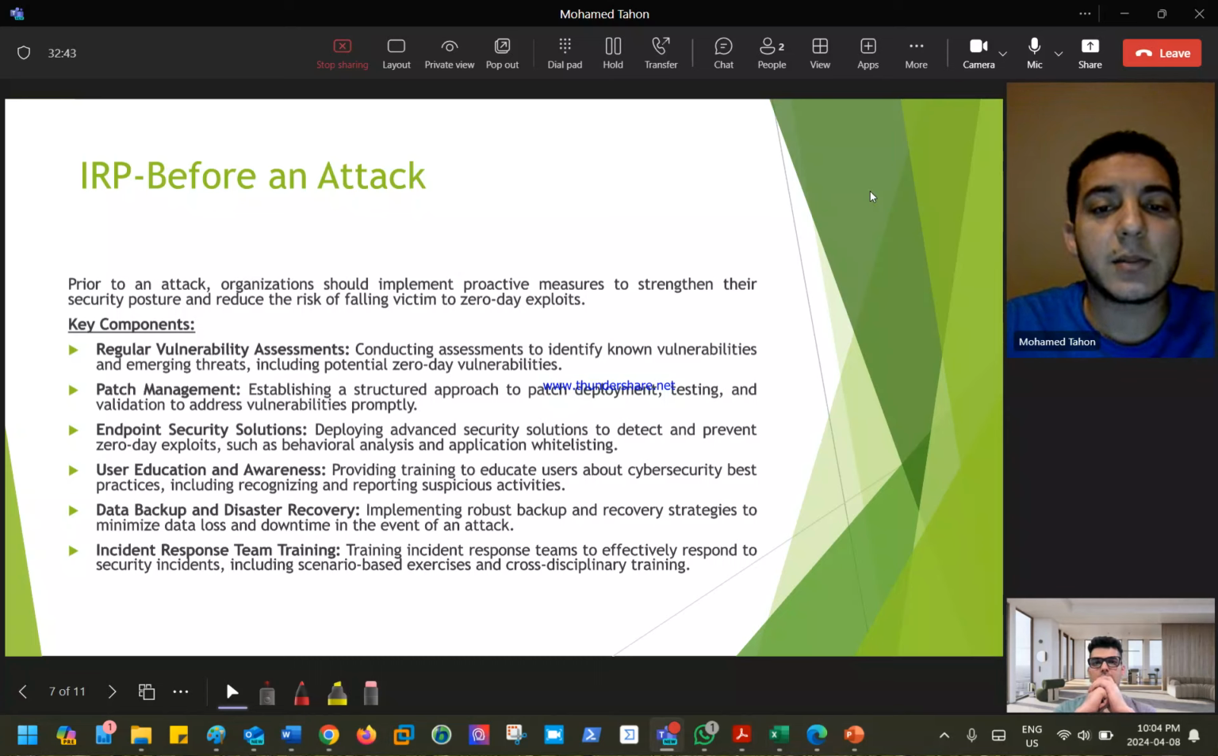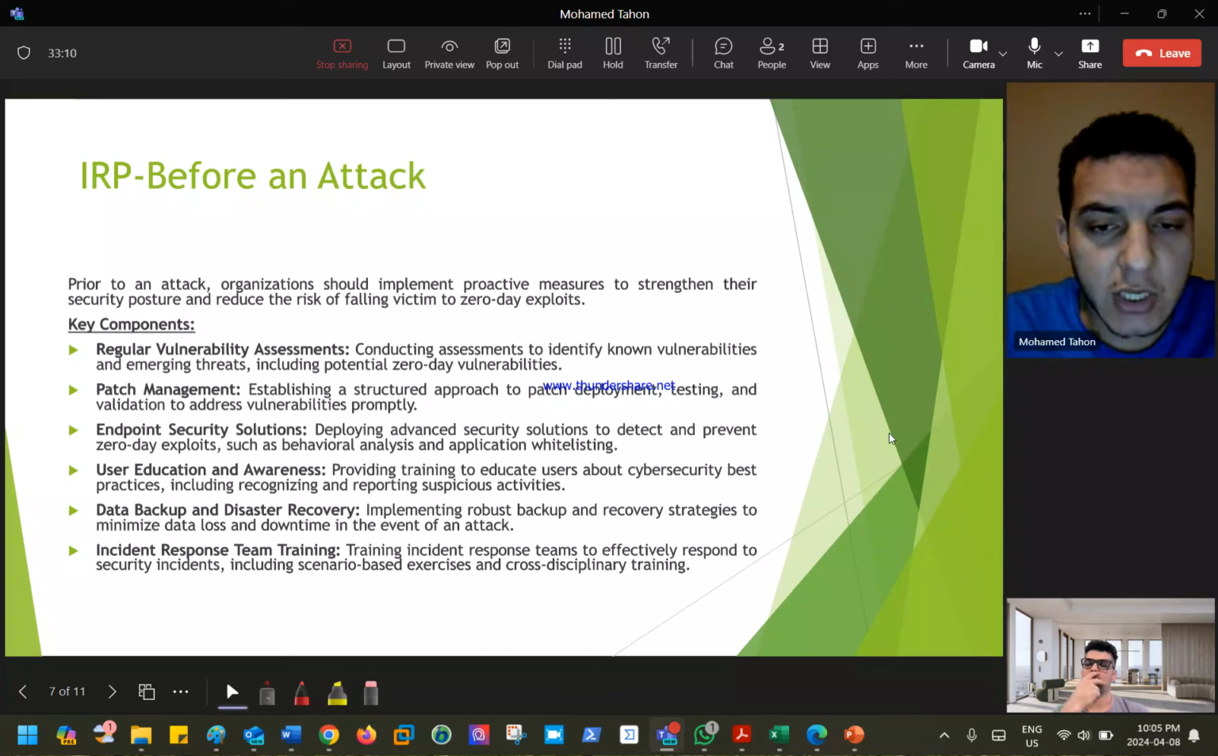Now, regular vulnerability assessments. Conducting frequent vulnerability assessments is key. These assessments help to identify both known vulnerabilities and emerging threats, including potential zero-day vulnerabilities. By staying vigilant and proactive, organizations can address security weaknesses before they are exploited.